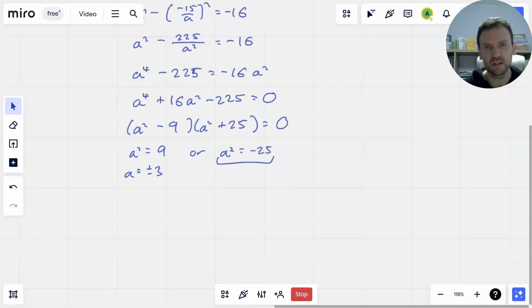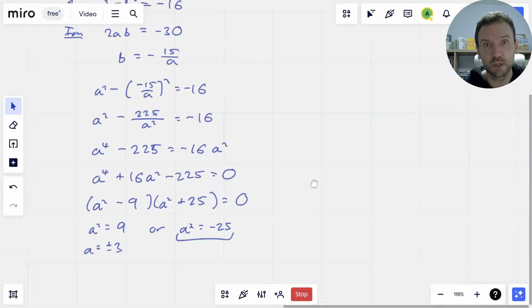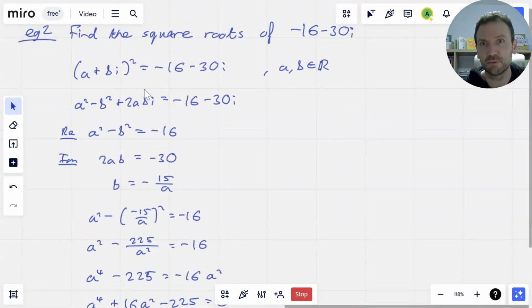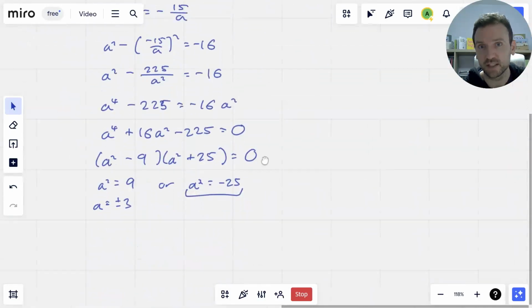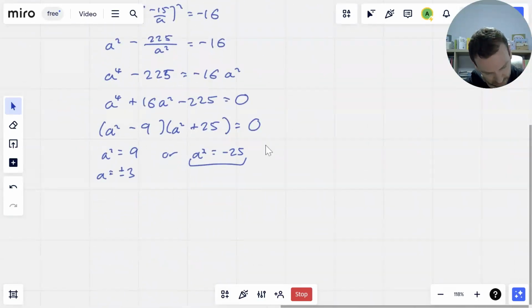And here, well, because we're working with complex numbers, we might be tempted to say a is plus or minus 5i. But let's have a look up here. We said we wanted it in this form where a and b are real numbers. This doesn't have any real solution, so we'll say reject as a squared is always greater than or equal to 0 when a is real.